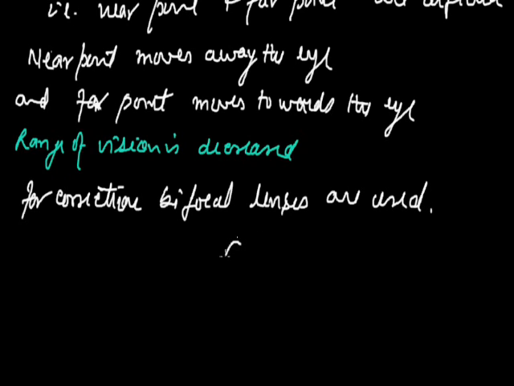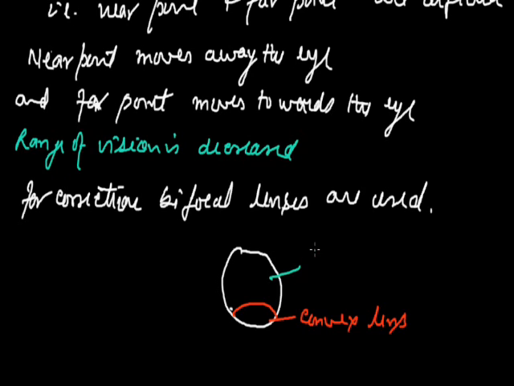For example, this is the lens. This part is a convex lens and this part is a concave lens. It is for the correction of myopia and this one is for the correction of hypermetropia.